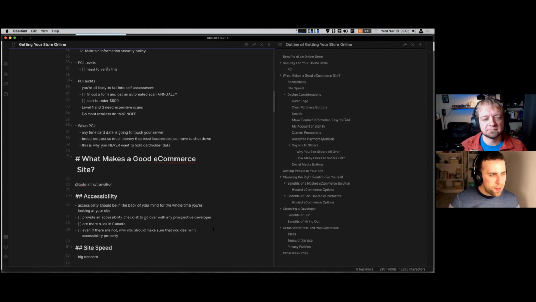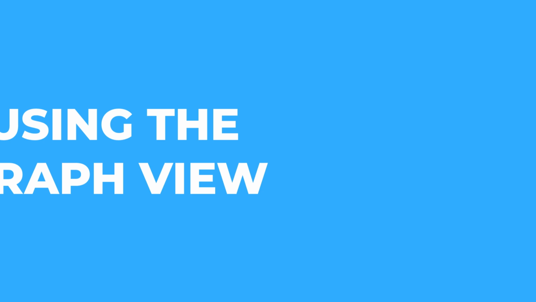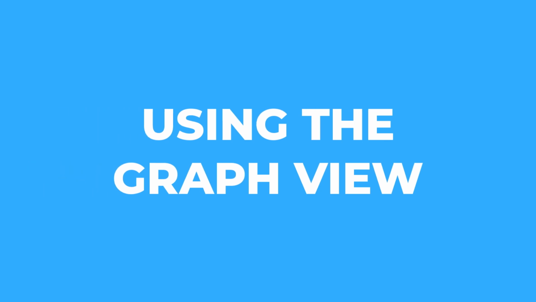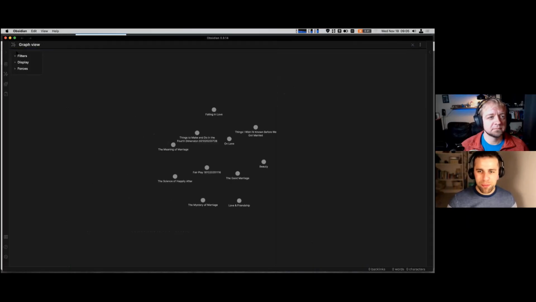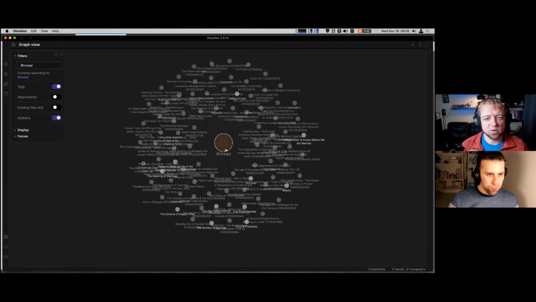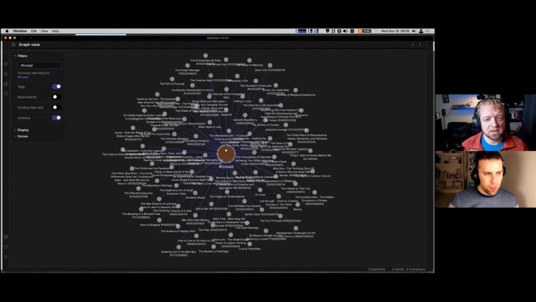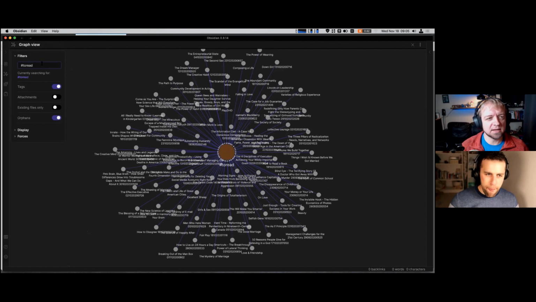Brilliant. In terms of how you use the graph here, obviously a lot of people use it in different ways. Do you tend to browse it when you're in a specific note? Yeah. So I might be looking for marriage or to read. I want to find all the books that I have marked as to read, and I want to find connections in there, and then the ones that are about marriage.